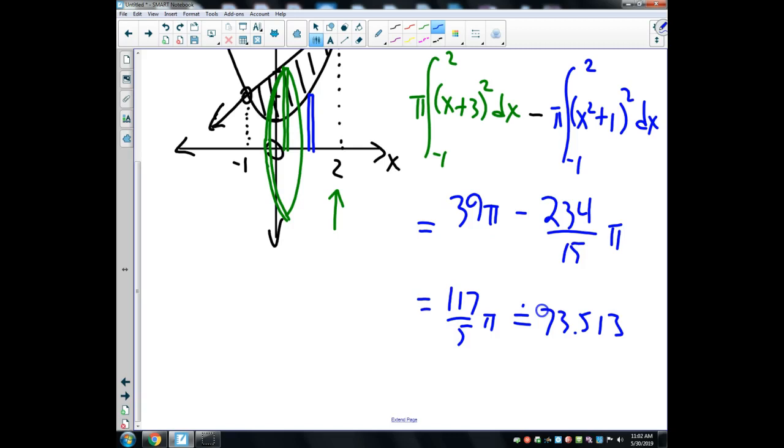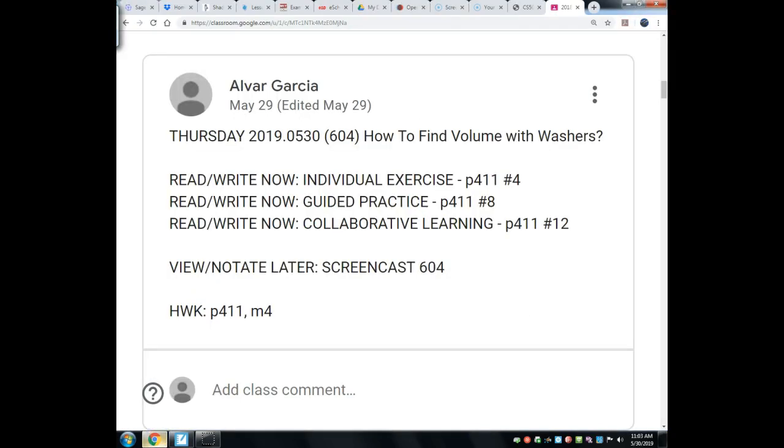Yeah, okay, done. All right, so that's what the homework looks like. Most of it's for tonight. Same page, page 411. All right, hope that helps.